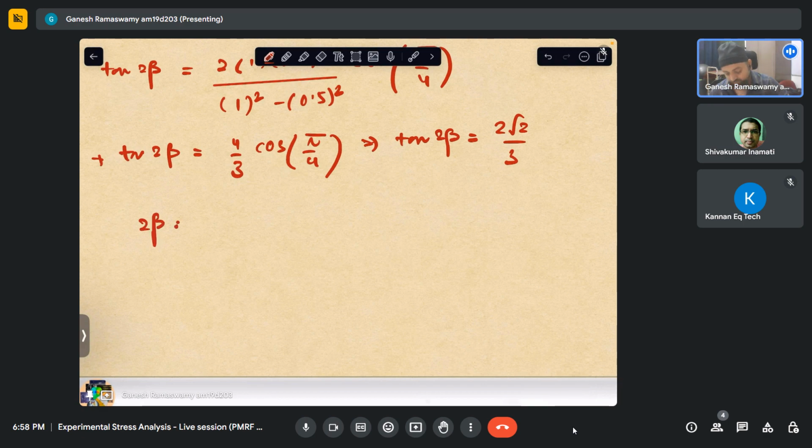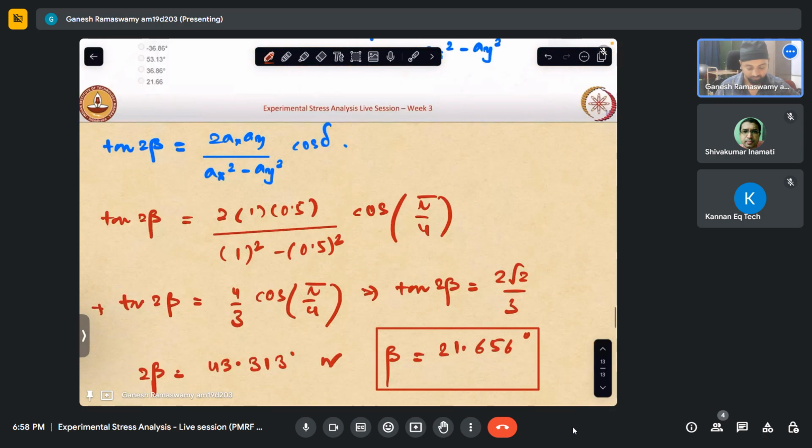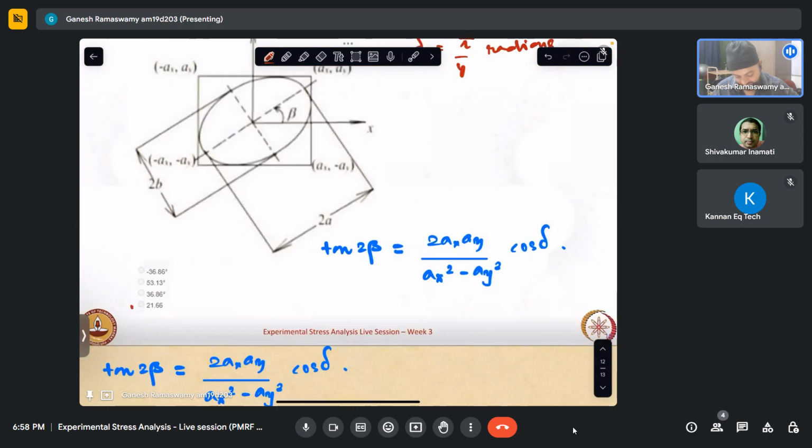So 2 beta is 43.313 degrees, or beta is 21.656 degrees. So we have the option 21 points.